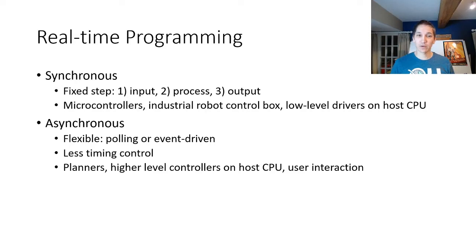So if you're going to be programming microcontrollers, or if you will be programming directly on an industrial robot control box, or if you're building low-level drivers on the host CPU that are operating at a very high rate, you'll be operating in synchronous mode. On the other hand, asynchronous mode is more flexible. You typically use either polling or event-driven control, and the different types of operations can be long-running in time. You also have less timing control, and so this becomes difficult when you're trying to work with high-rate feedback control, for example. Now, if we're going to be interacting with motion planners, if we have higher level controllers on the host CPU, or if we're dealing with user interaction, we're typically working in asynchronous fashion.